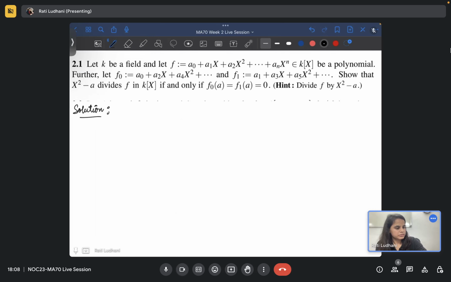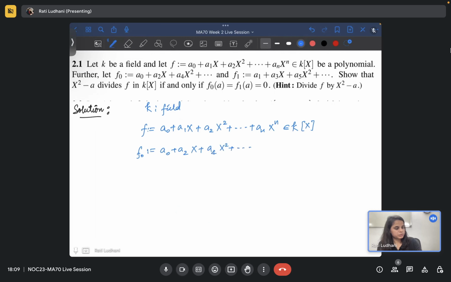Let K be a field. Okay, K is given to be a field and f is a one variable polynomial in the field K. So that is K[x]. I'll keep consistent notation, so K is a small k. So this is a polynomial in K[x], and define this new polynomial f0 as a0 plus a2 x plus a4 x squared, and so on, and the last term will be dependent on n.